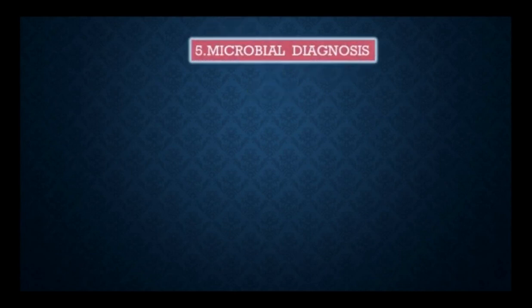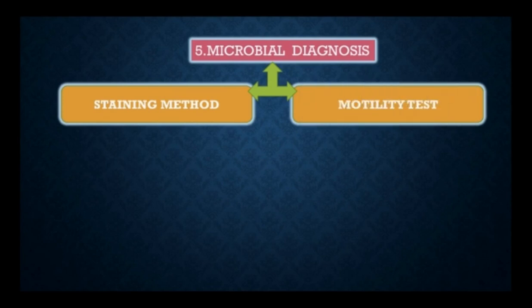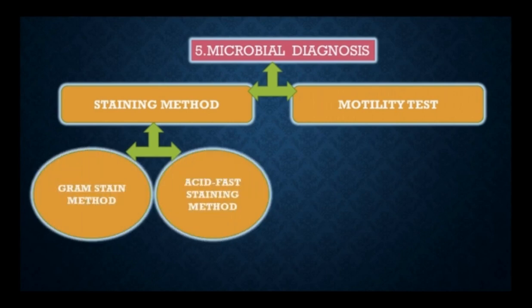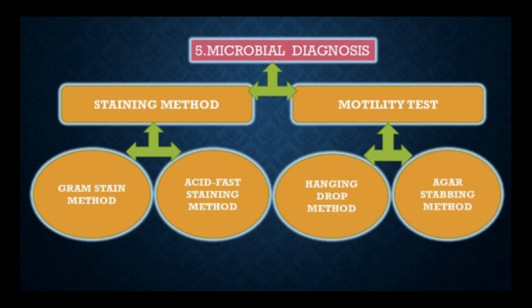Let us quickly go through the microbial diagnosis. There are two tools available for the microbial diagnosis. The first one is called staining method. The second one is called motility test. Again, staining method is divided into two types. The first one is called gram stain method. The second one is acid fast staining method. Coming to the motility test, it also can be divided into two types. The first one is hanging drop method. The other one is agar stabbing method.